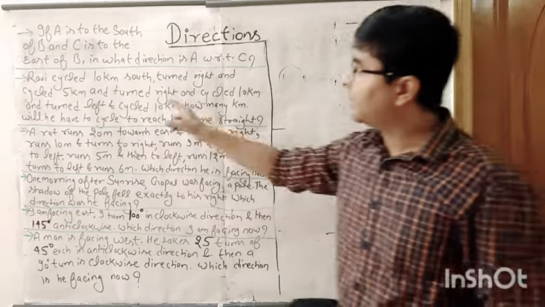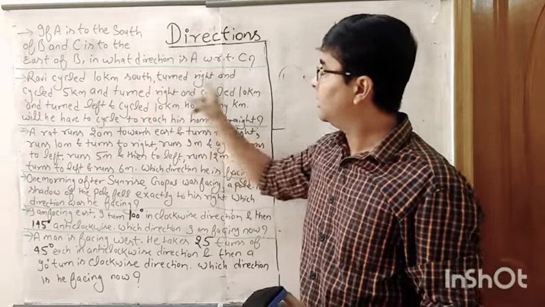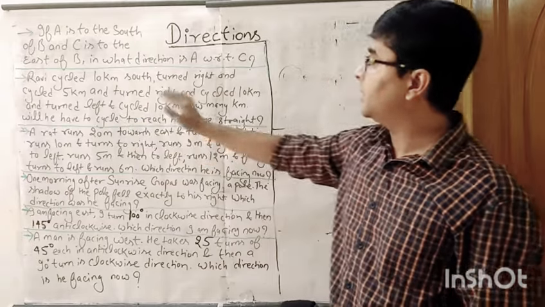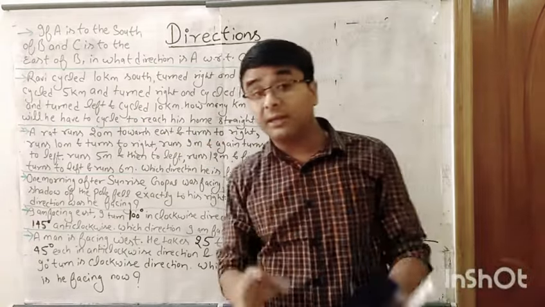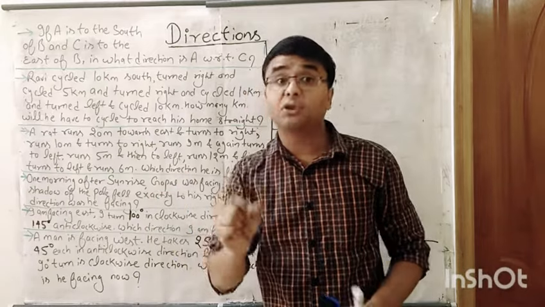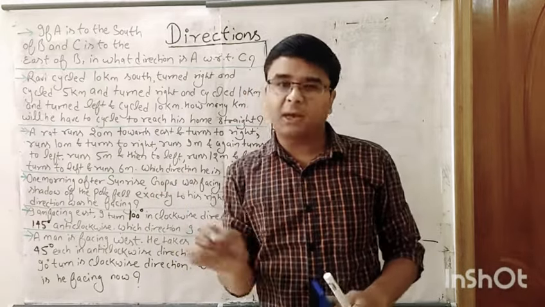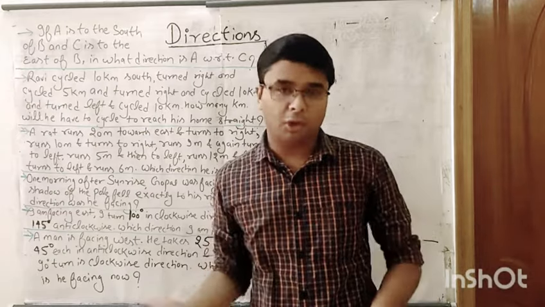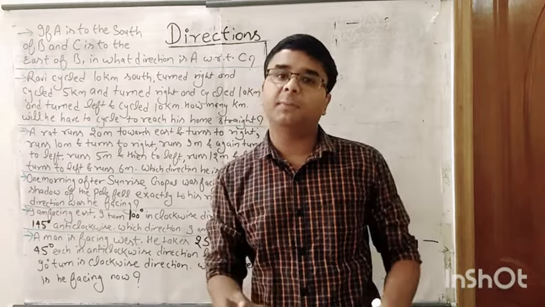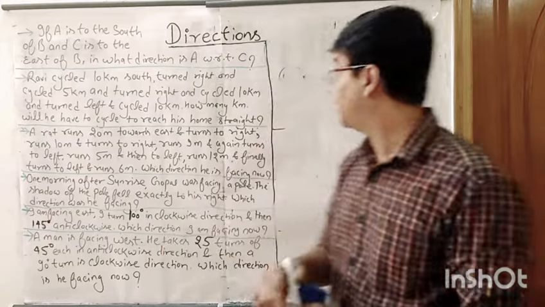It is saying Ravi cycled 10 kilometers south, turned right and cycled 5 kilometers and turned right and so on. Let us follow one by one. And one more important thing while doing this question is that your diagram should be very clear. If you make a confusing diagram, that will again make you confused and the things will go wrong. So make it easily, comfortably, calmly, and a neat diagram. Let's take it one by one.